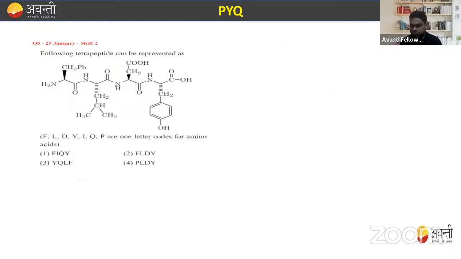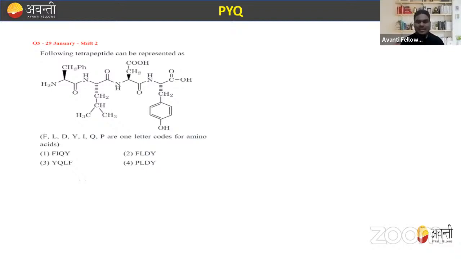Now, the next question is: the following tetrapeptide can be represented as. Okay, so these are the following tetrapeptide and this can be represented as. The codes here like F, L, D, Y, I, Q, and P are the one letter codes of the amino acids, right? So the following tetrapeptide can be represented as. How will it be represented, beta? Quickly. So F, L, D, Y, I, Q, P one letter codes are given and you have to identify the tetrapeptide.